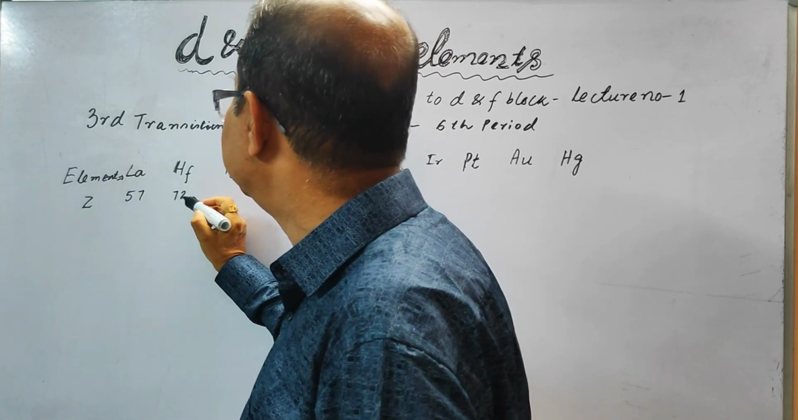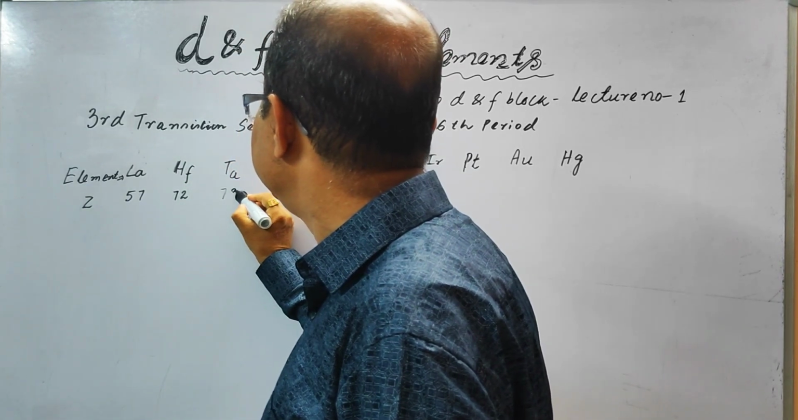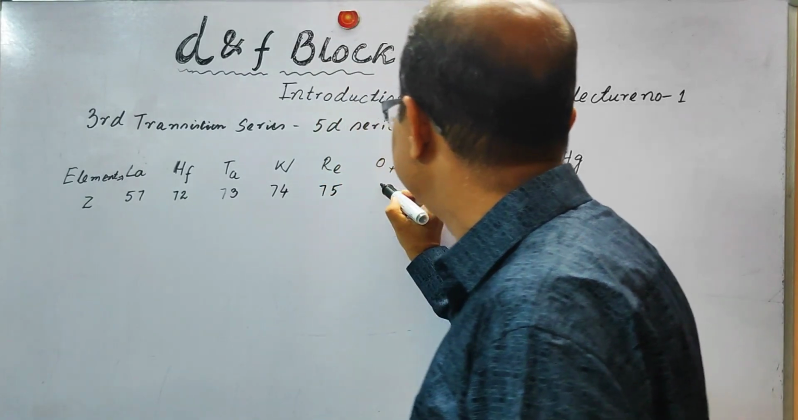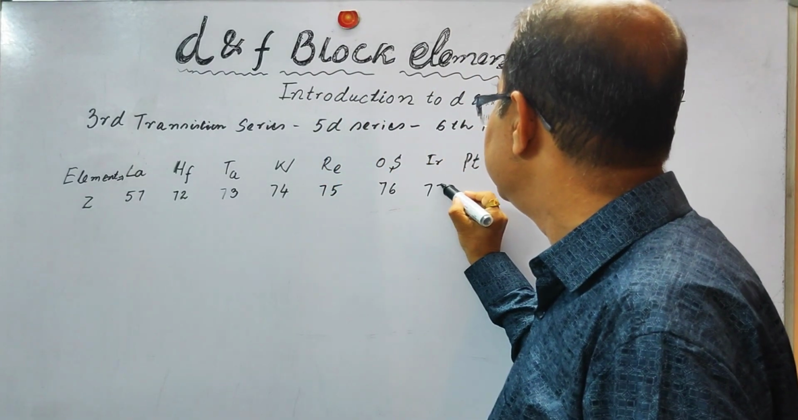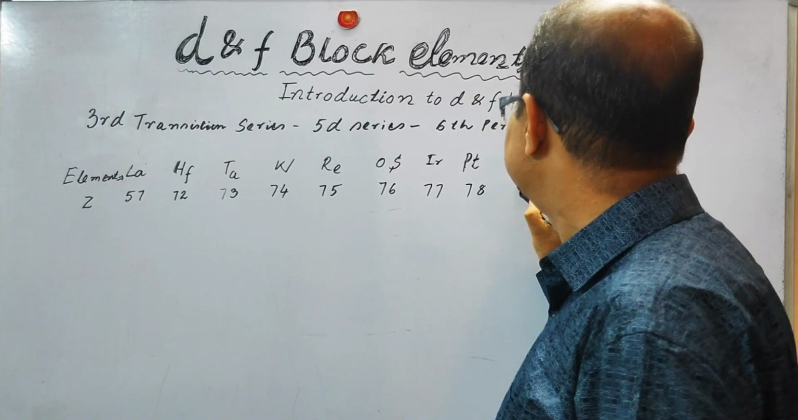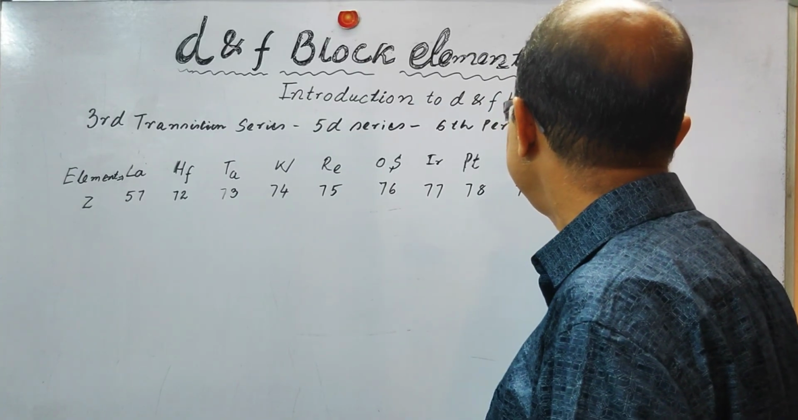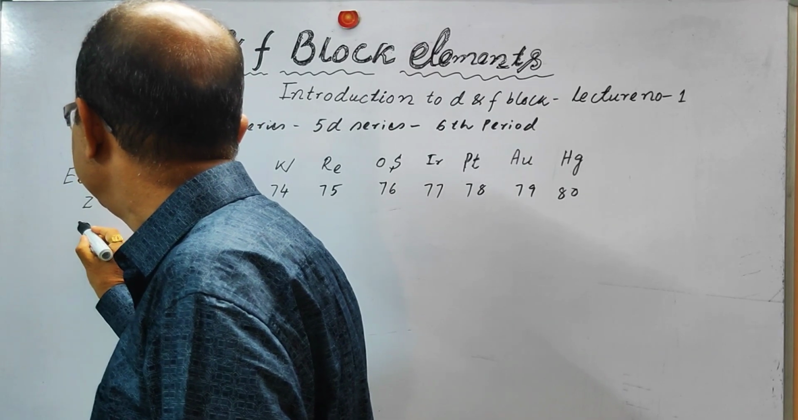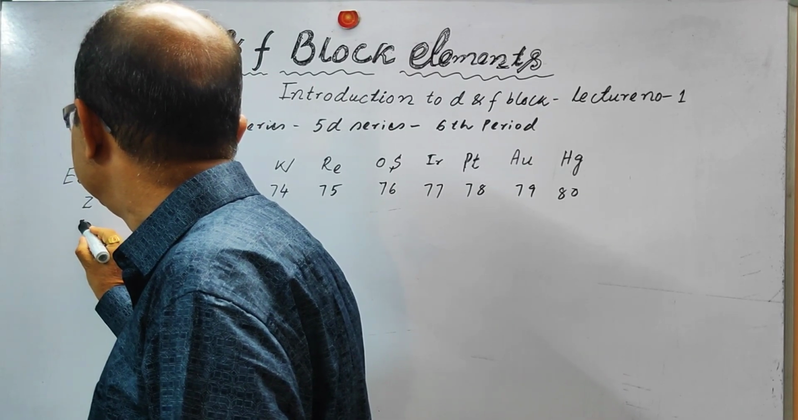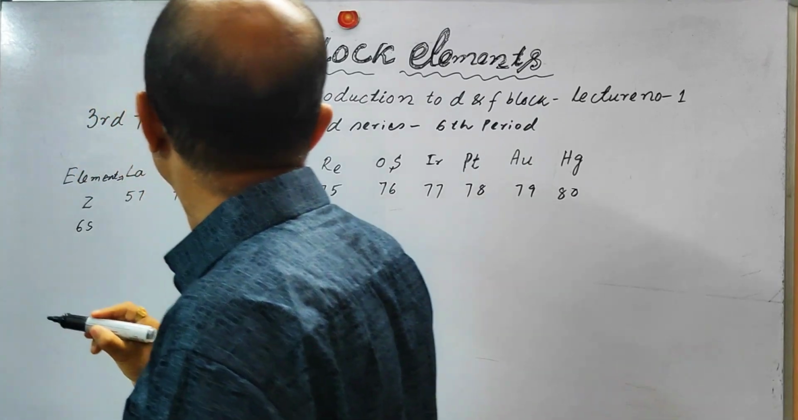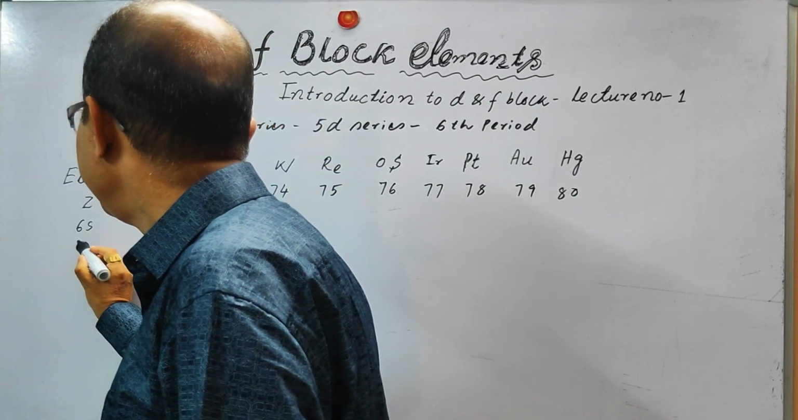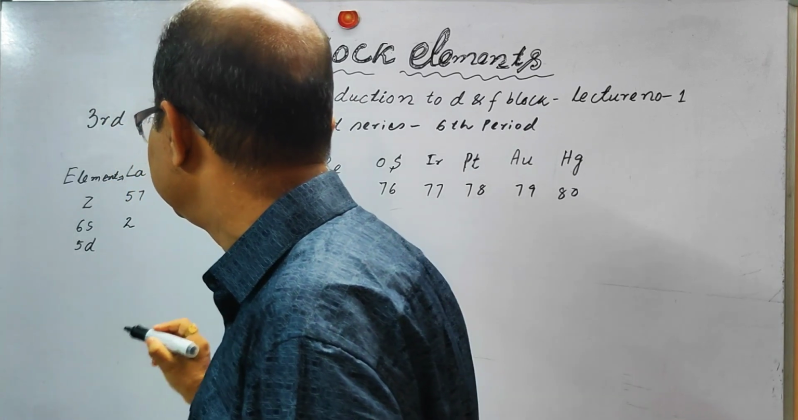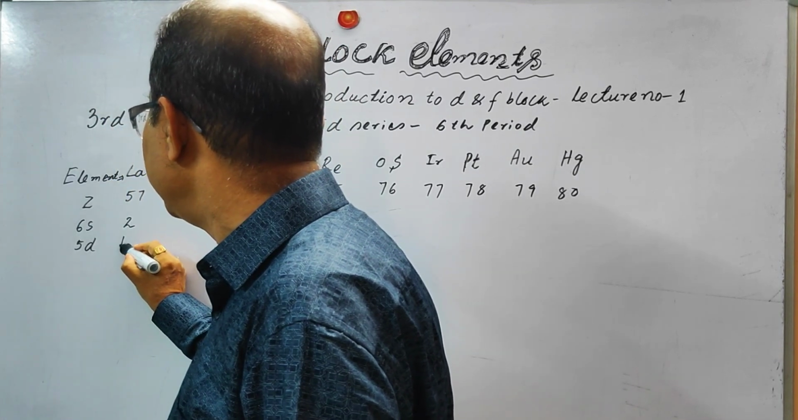Now hafnium will be 72, 73, 74, 75, 76, 77, 78, 79 and 80. So here it is 6s and 5d. 6s will have 2 electrons, 5d is 1 electron.